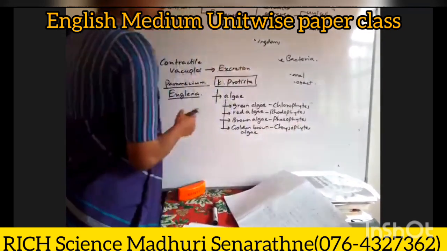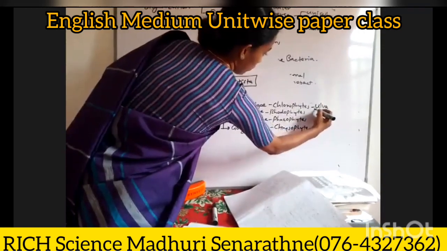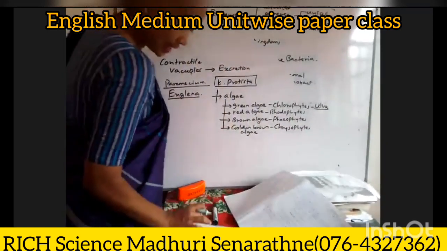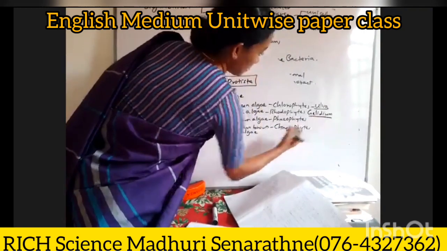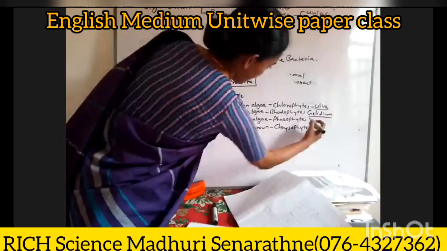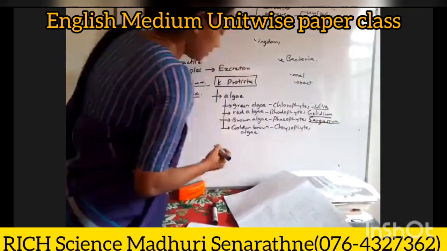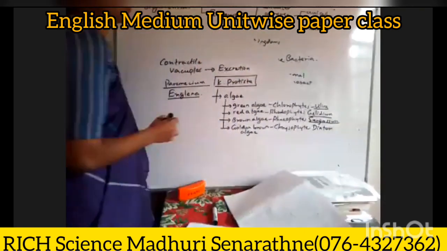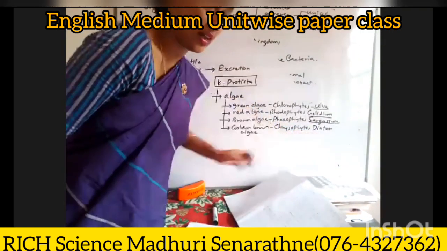What are the examples for each algae type? Ulva is an example for green algae. And what about red algae? Gelidium is an example for red algae. And Sargassum, brown algae. And golden brown algae, diatom. And diatom is not a scientific name. That means no underline, right? It should not be underlined.